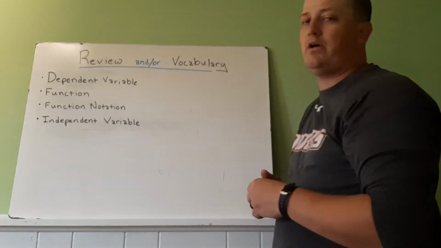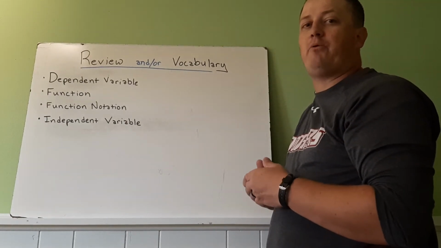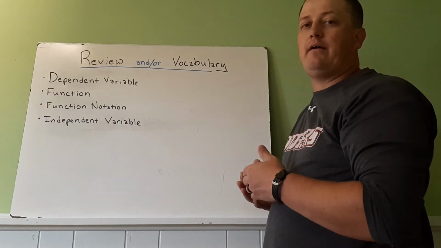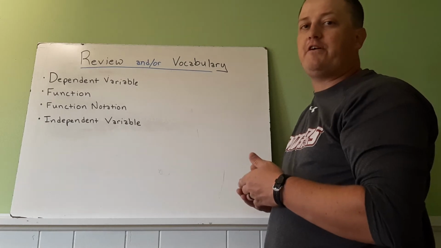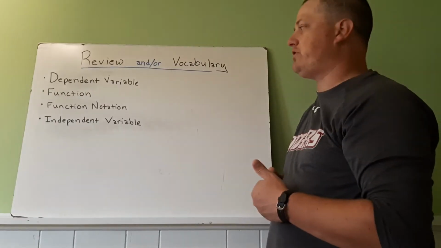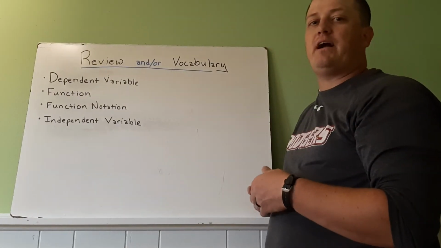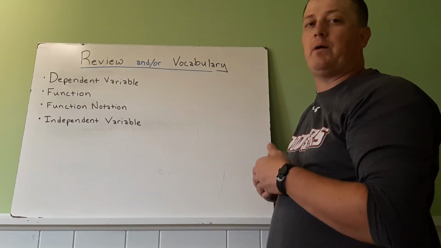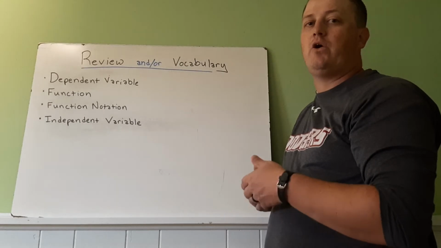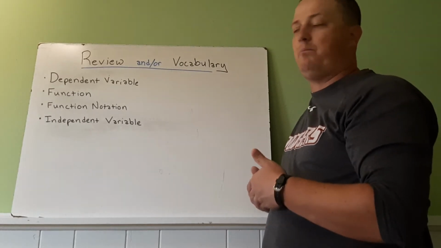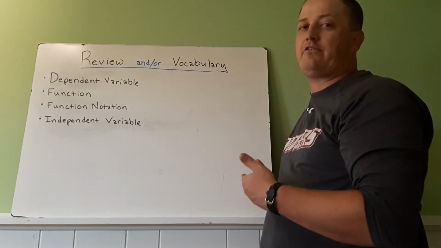Function notation, which is just a method for writing a function very efficiently to show that relationship. And independent variable, which is the variable, the input that we are putting into a function or a relationship to get our output, typically our x value.